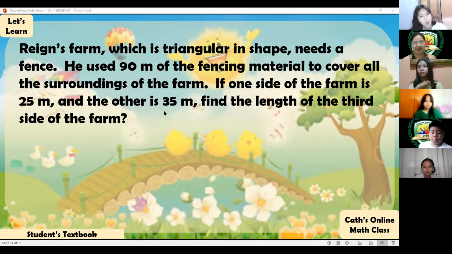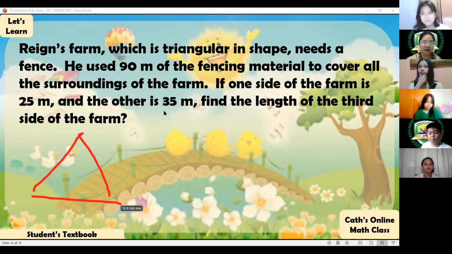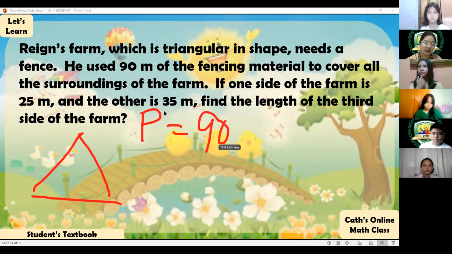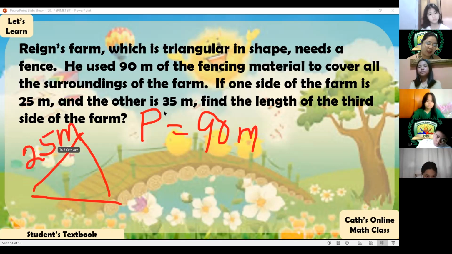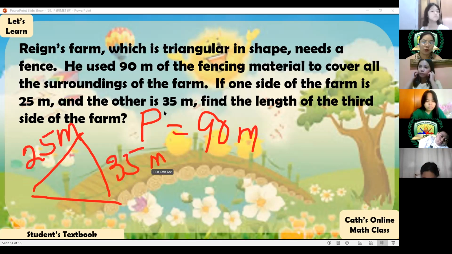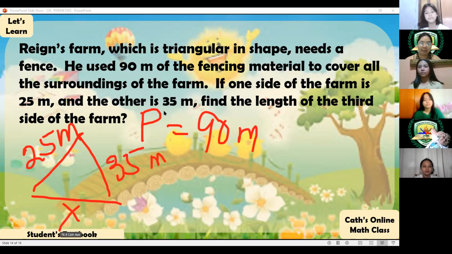30 meters? Okay, let's try to analyze it. Ang total daw na perimeter ng farm ni Ray ay 90 meters. Yung isang side daw ay 25 meters. Yung pangalawa ay 35. So what are you going to do to get the missing side? 25 plus 35 minus 90.